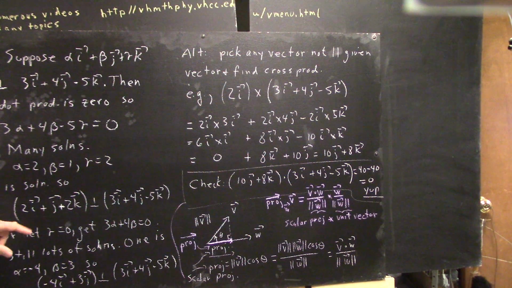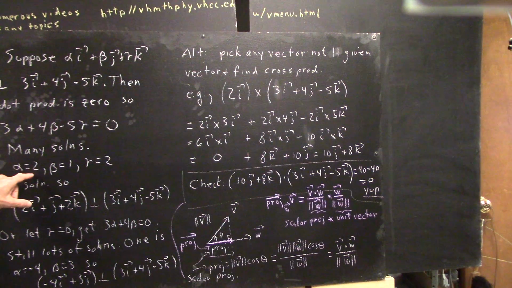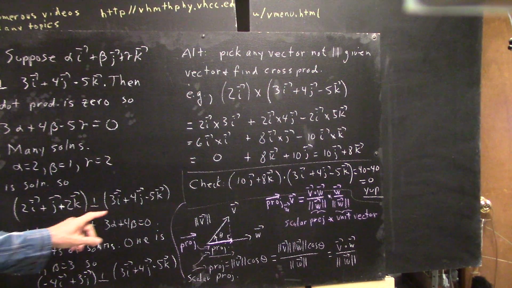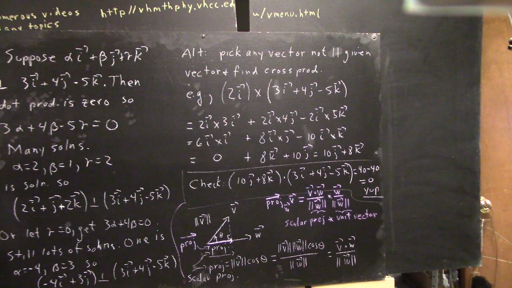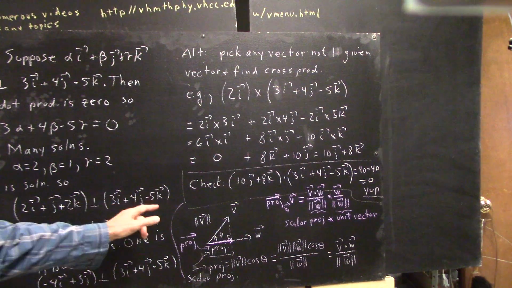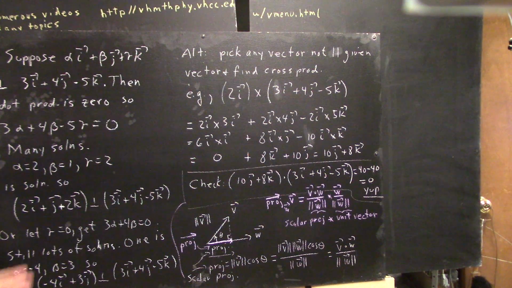So the vector 2i plus j plus 2k that we get from these values of alpha, beta, and gamma is perpendicular to this vector. And we can verify that by calculating the dot product. If we've done everything correctly, that's going to be 0, showing that the vectors are perpendicular.